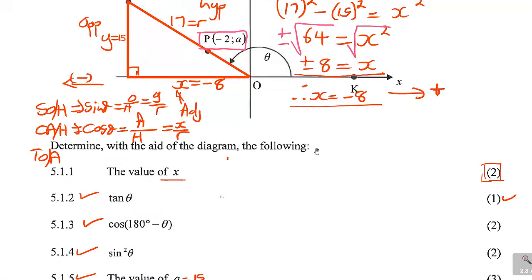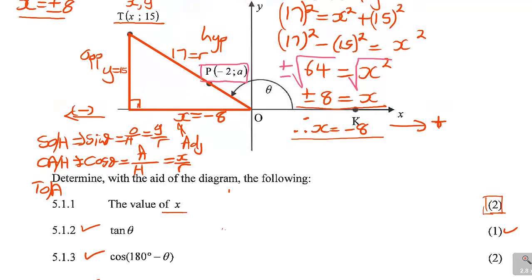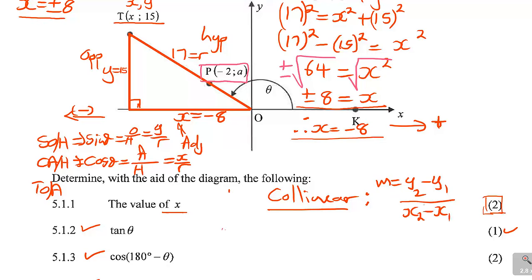Now A, look at this A. Look at the part of P and T, they're on the same line. You can use the concept of collinear points. Collinear, now you can use what you call this analytical geometry to say collinear points have the same gradient. Now remember how to find gradient. Gradient is found by saying m is equal to y2 minus y1 over x2 minus x1.